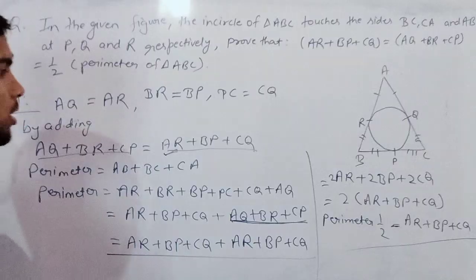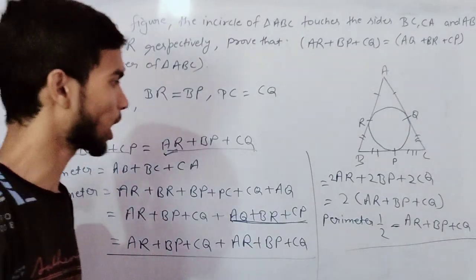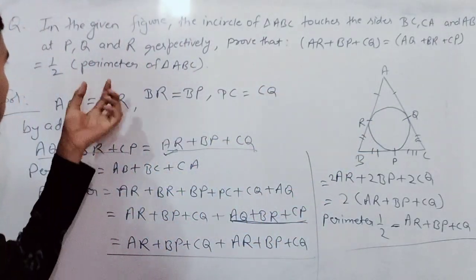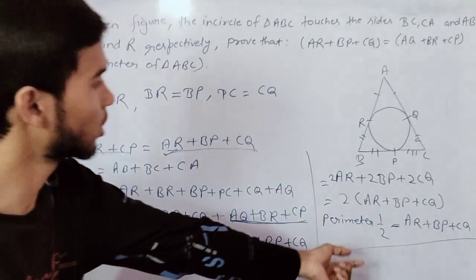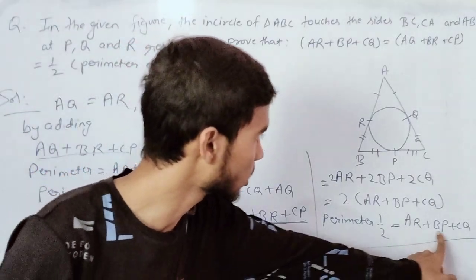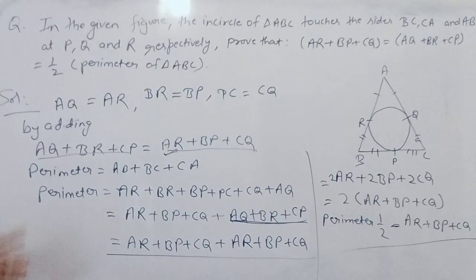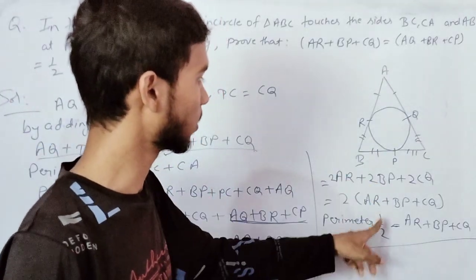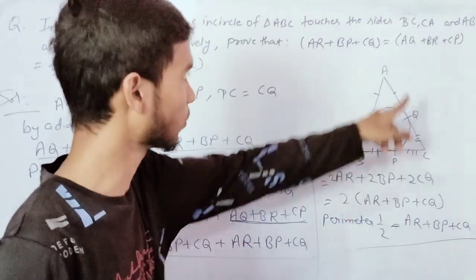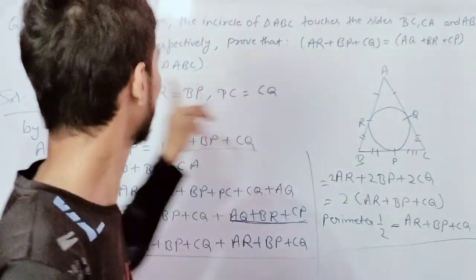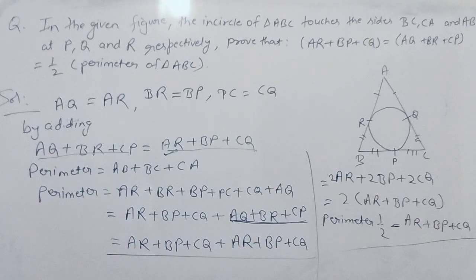So finally you can say, we have shown that this is equal to this and this, and we have found this here, this is equal to half the perimeter. Here you can see 1/2, which is half of the perimeter of triangle ABC. So this is half the perimeter of triangle ABC, equal to AR. This is equal to this.